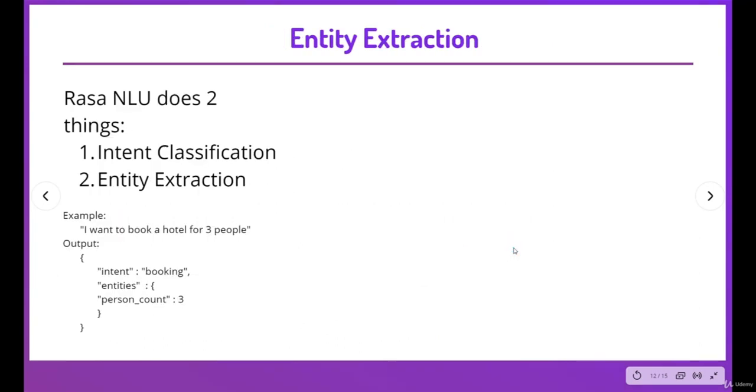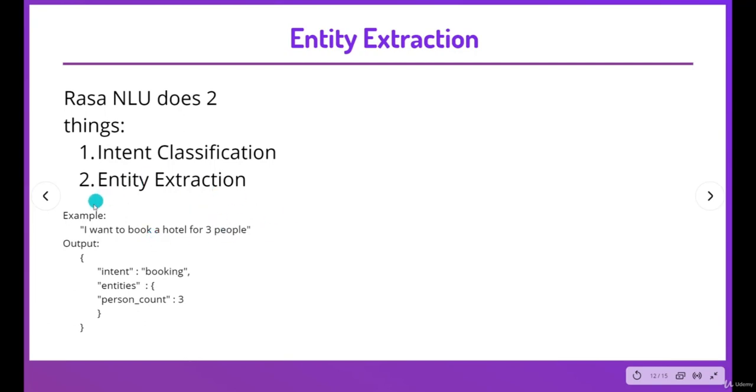Our next terminology is entity extraction. Entity extraction plays a crucial role because whenever your bot tries to grasp useful information from the text, it will use the entity extraction technique. Your RASA NLU model does two things. First, intent classification, and second one is your entity extraction. Let's take a simple example of how entity extraction will work.